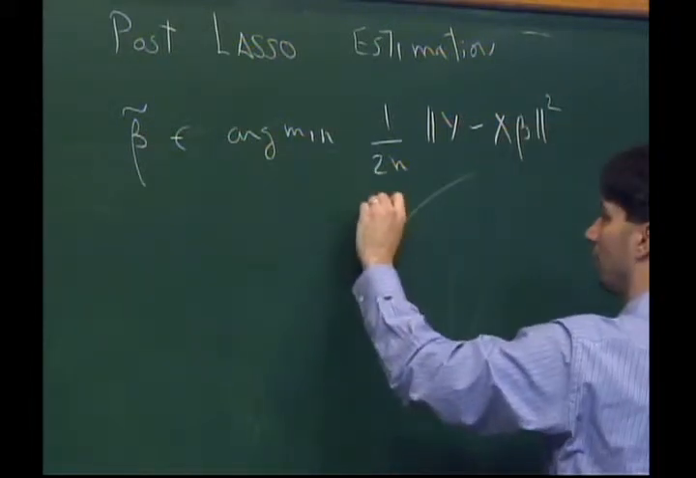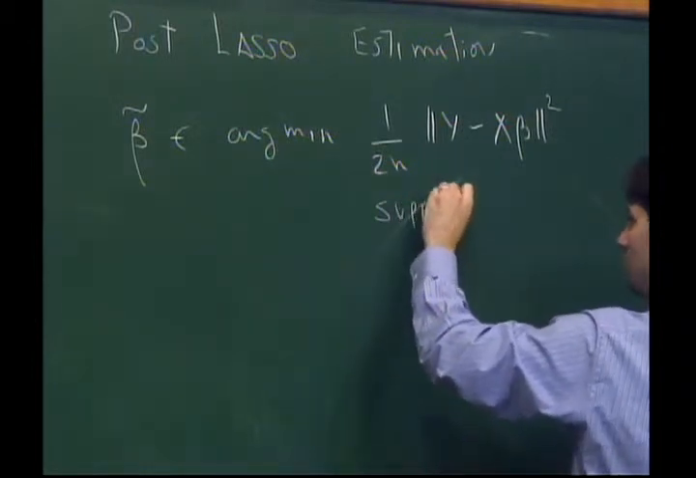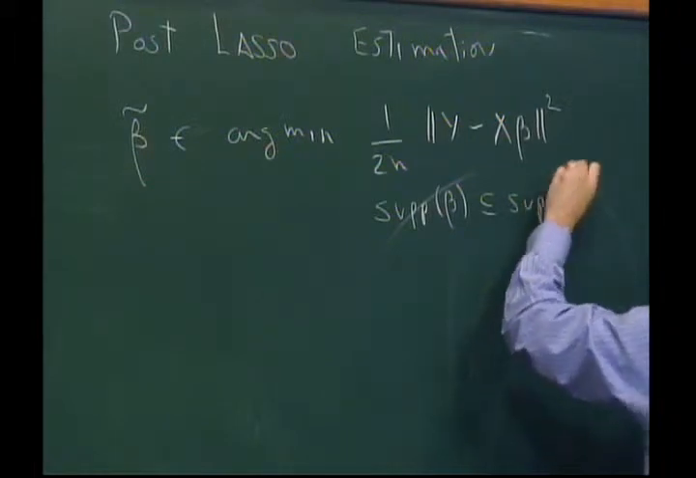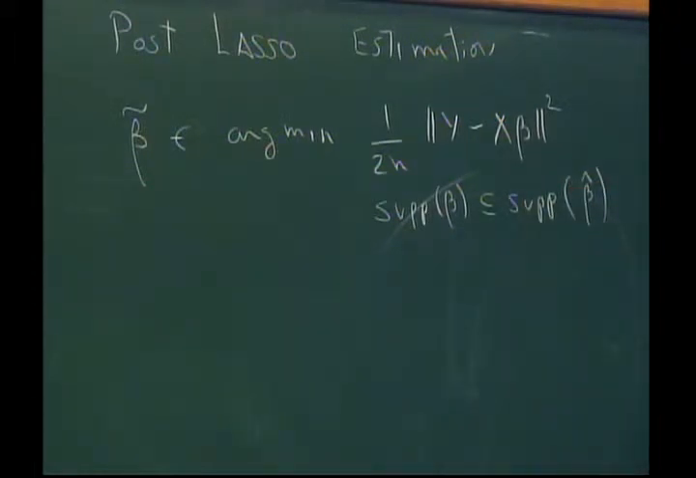On the, making sure that you only use the components that were selected by Lasso. So that's the estimator. I run Lasso, get my beta hat, see what is different than zero, and then I refit a least squares using those components alone.